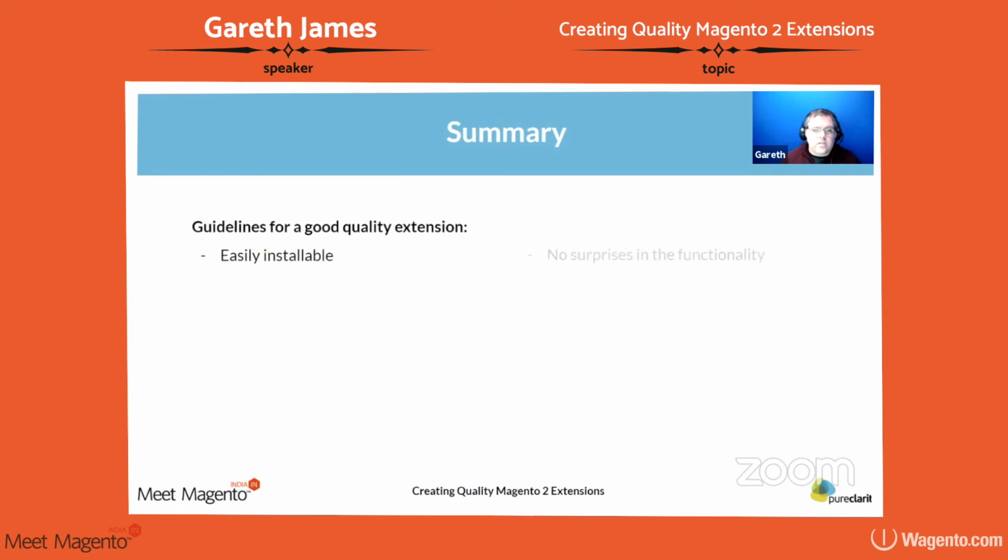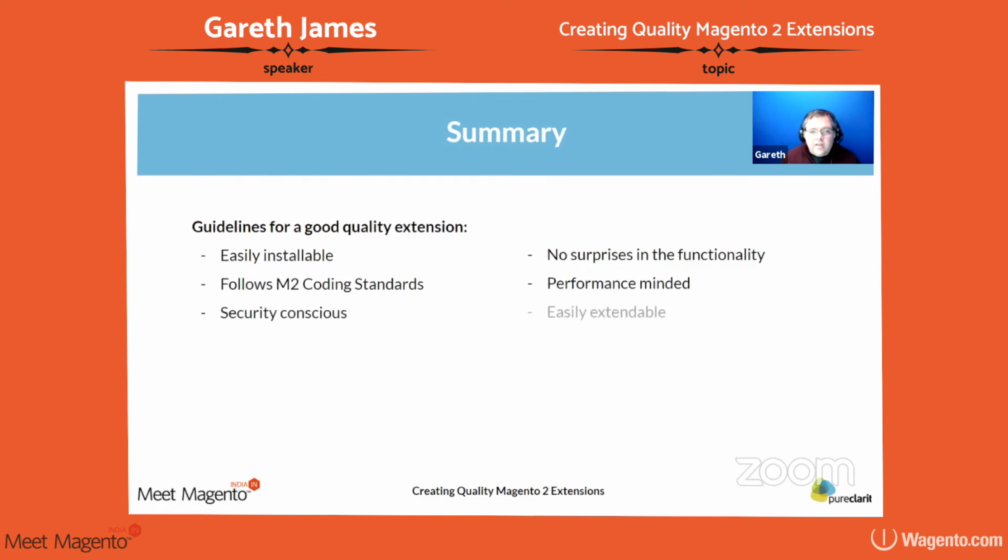So these are the guidelines that I've suggested for a good quality extension. We could probably have a separate 20, 30, 40-minute talk on each of these points. So it's a lot to pack in a short space of time. There's quite a big picture here. Well, if everyone follows the steps, then we'll all be much better off for it.